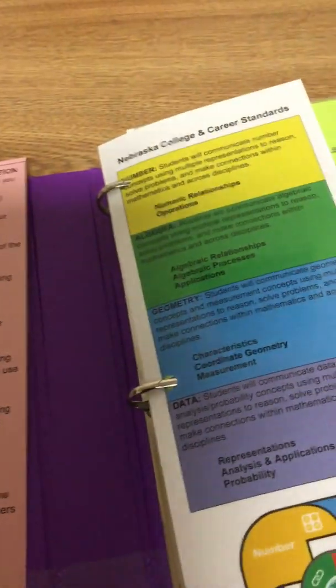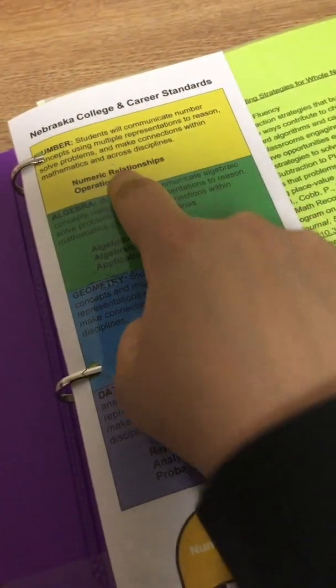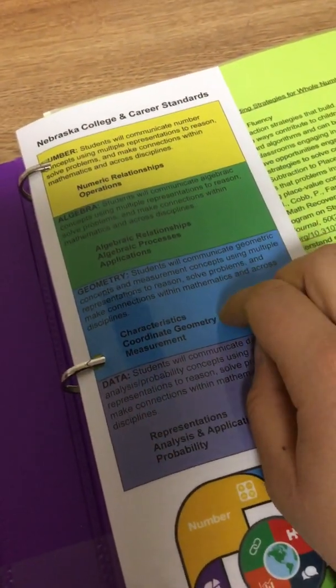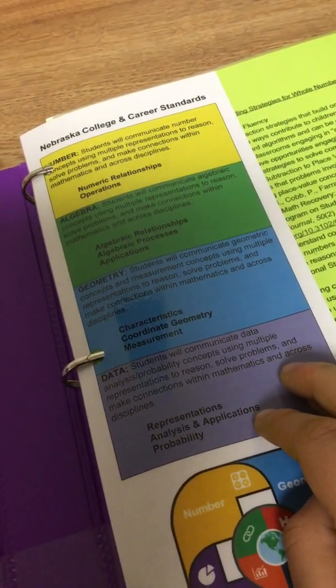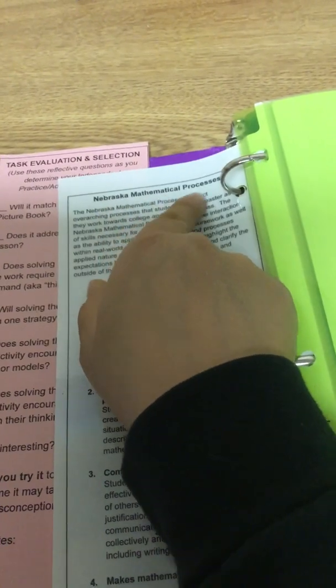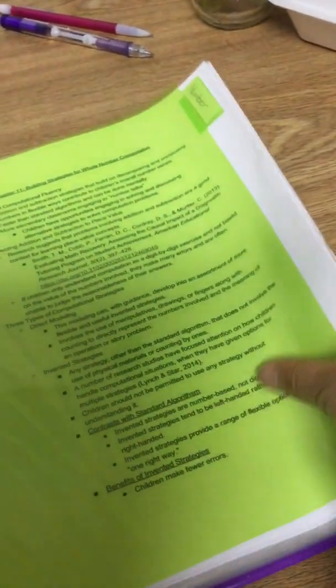And then also in here, I have the Nebraska College and Career Standards pamphlet, which is also laminated, and it includes everything from number to algebra to geometry and data. So there is a lot going on, and it gives brief explanations, and then also talks about the Nebraska mathematical processes 1, 2, 3, and 4. So then moving on to the first tab, we have number. So we're going to open that right up.